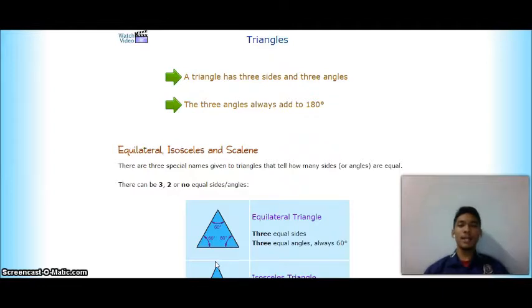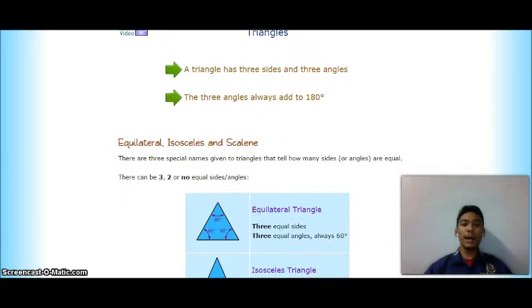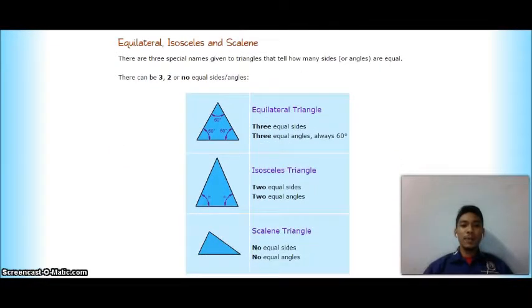Okay, today I would like to tell you guys about triangles. Well, what do you guys know about triangles? Well, a triangle is a shape that has three sides and three angles. The angles of a triangle always add up to 180 degrees. Okay, so we have a few types of triangle.